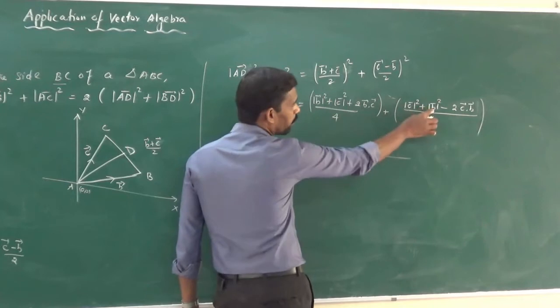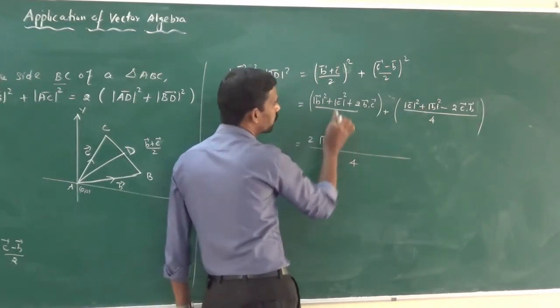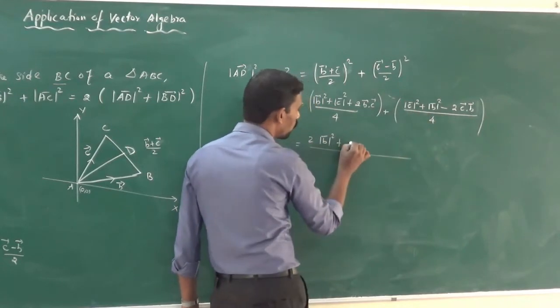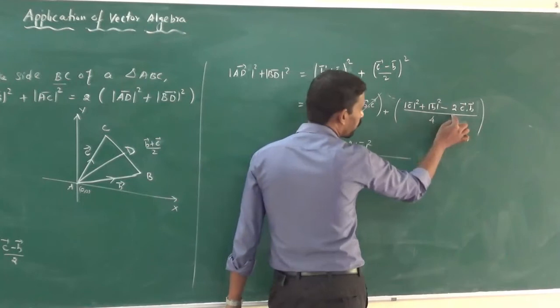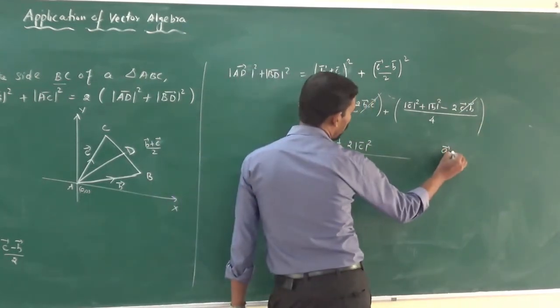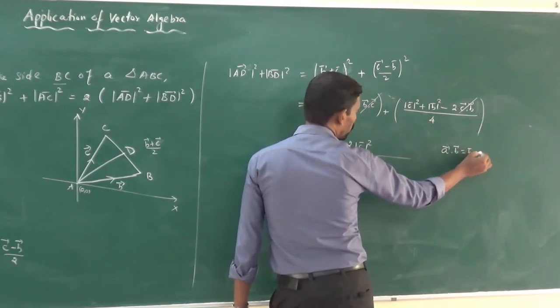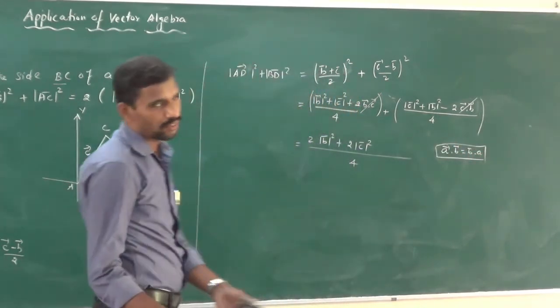Here B square, here B square. So, 2 into magnitude of B square. The same as C square, C square, there are 2. So, 2 into magnitude of C square. This 2 B dot C, here minus 2 C dot B will be cancelled because we know that C dot B is equal to B dot C. In dot product, both are same because theta is 0.